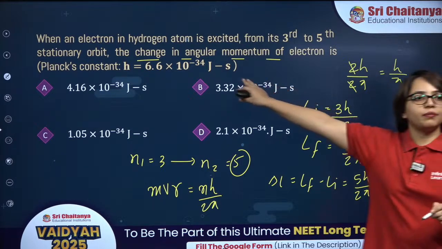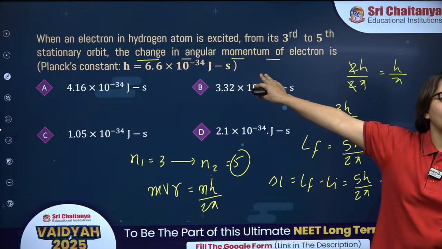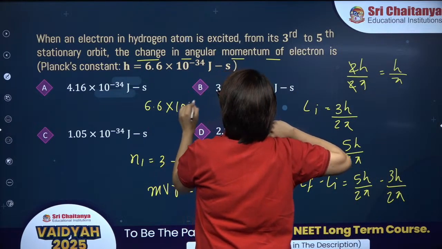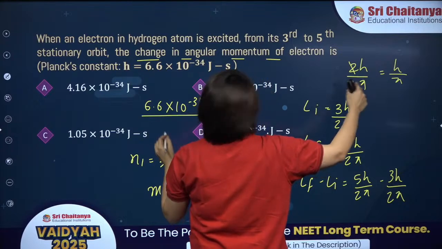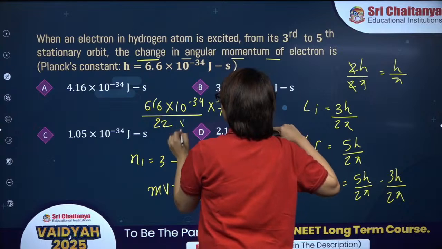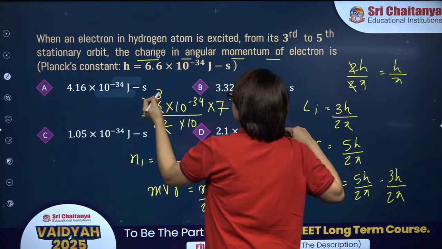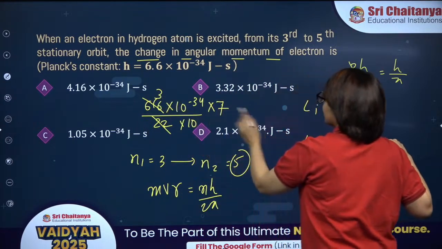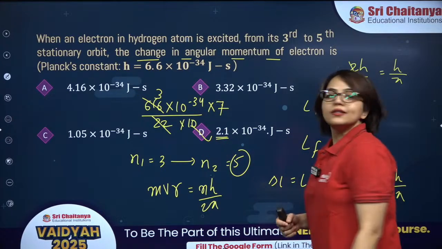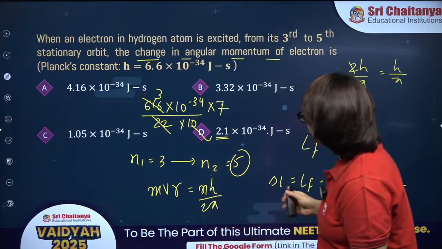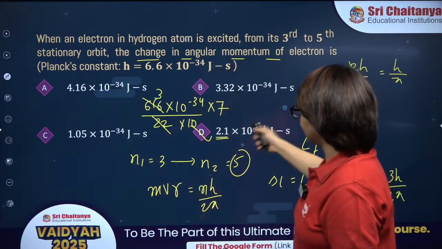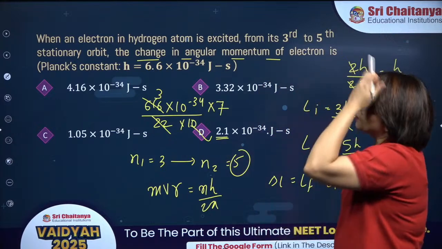h is already given, beta. Okay, h is already given. So it is 6.6 into 10 to the power minus 34 divided by pi, which is 22 by 7. So 7 will go up. Just remove this point. So it will be 3. So 7 into 3 is 21, divided by 10 is 2.1 into 10 to the power minus 34. So the correct answer is option D. Option D is the correct answer. Calculation is easy, beta, calculation is easy. Okay, chaliye, try this one.